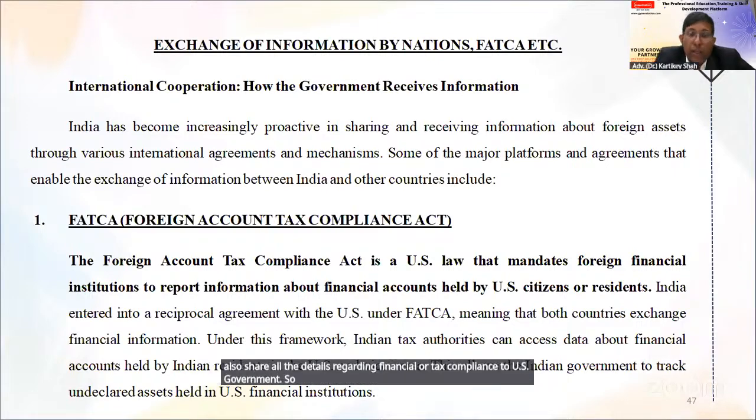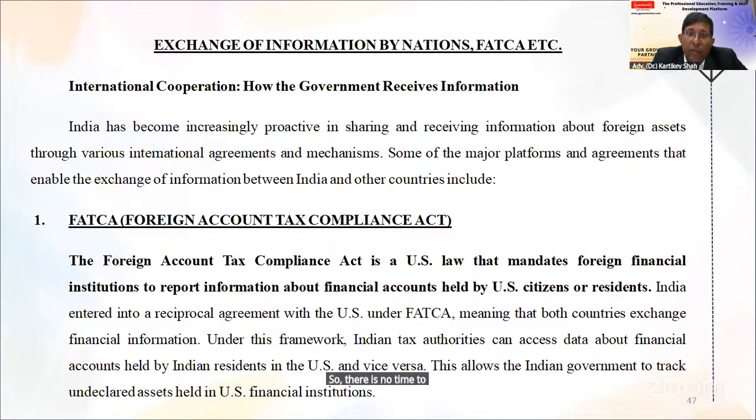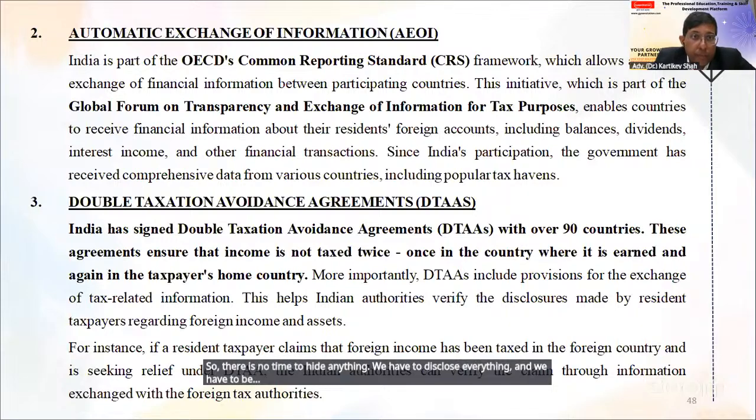So please beware. Now they are exchanging information, and they have a lot of information that we cannot even imagine. So there is no time to hide anything. We have to disclose everything, and we have to be compliant.